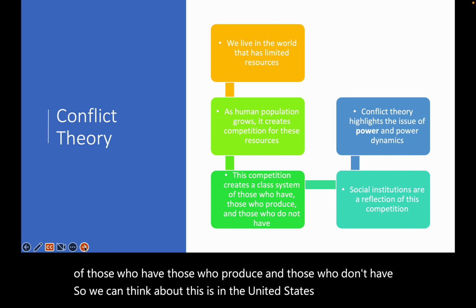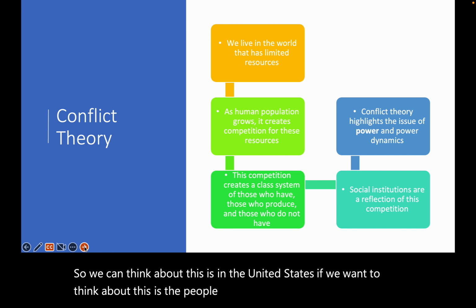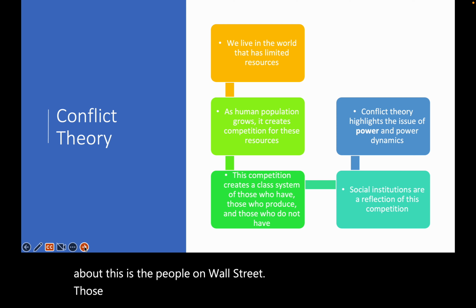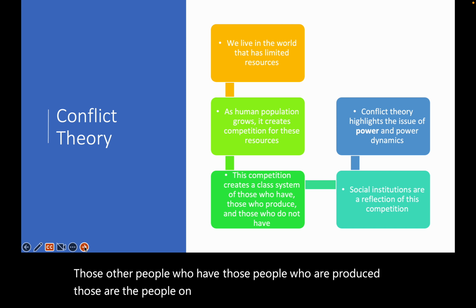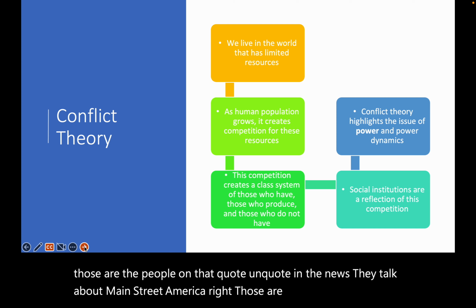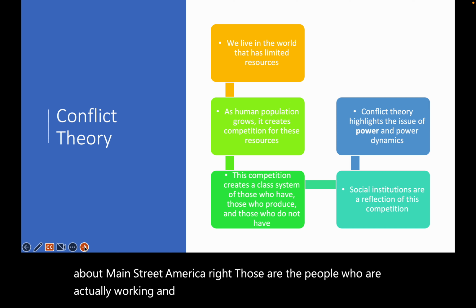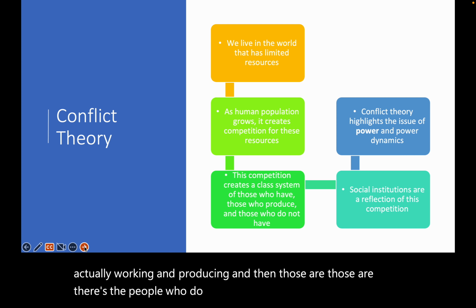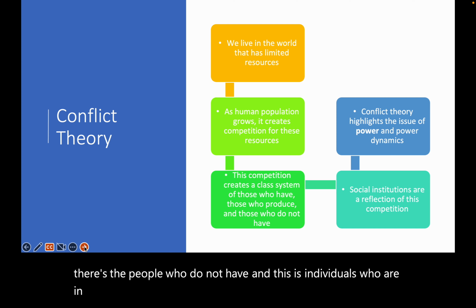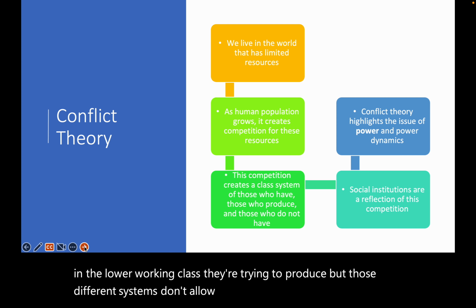So we can think about this in the United States. If we want to think about this, the people on Wall Street, those are the people who have. Those people who produce, those are the people that, quote unquote, in the news they talk about Main Street America, right? Those are the people who are actually working and producing. And then there's the people who do not have. And this is individuals who are in the lower working class. They're trying to produce, but those different systems don't allow them. We can talk about unemployment.